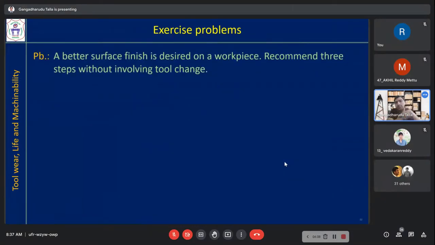So here, look at this. A better surface finish is desired in a workpiece. I recommend 3 steps without involving tool change. So qualitatively, by varying some parameter related to the machining process, how will you improve the surface finish without changing the tool? Any answer?